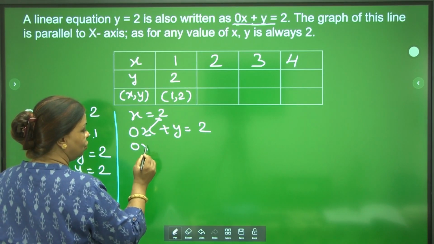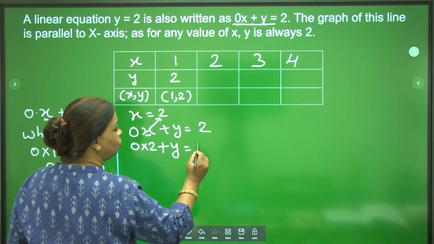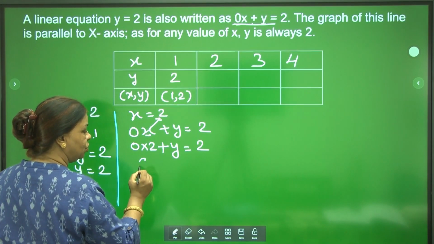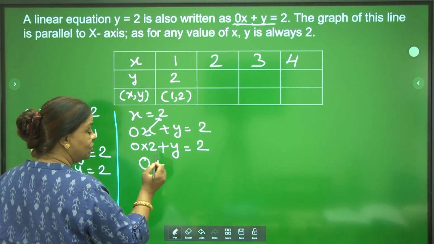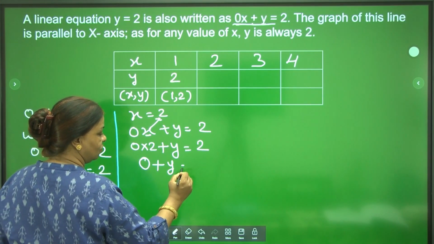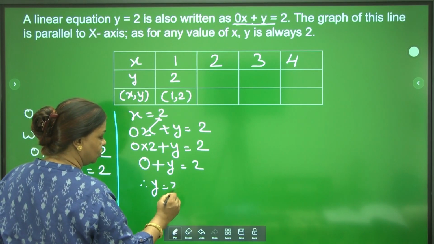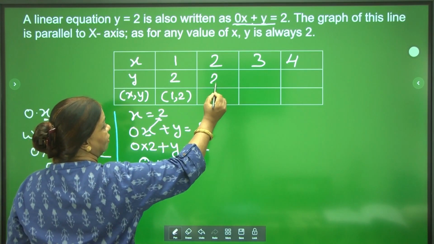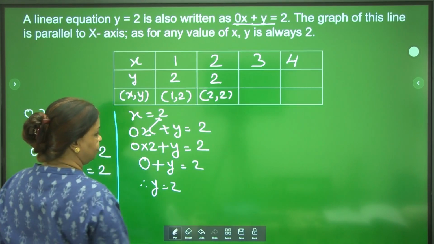So 0 into 2 plus y is equal to 2, and 0 into 2 is always 0. Any number multiplied by 0 will be 0, plus y is equal to 2. Therefore y we got as 2. See, again we got the value of y as 2. So my coordinates are 2, 2.